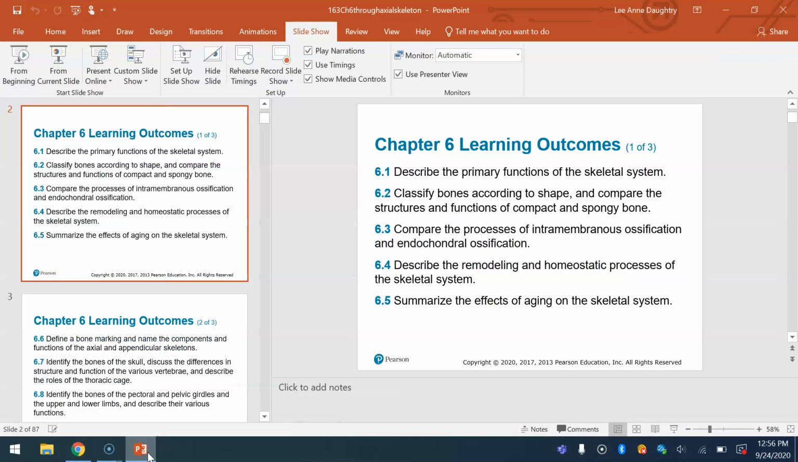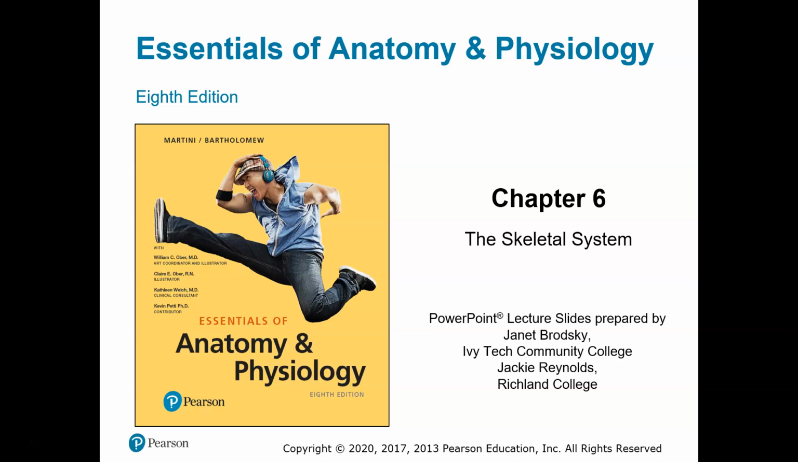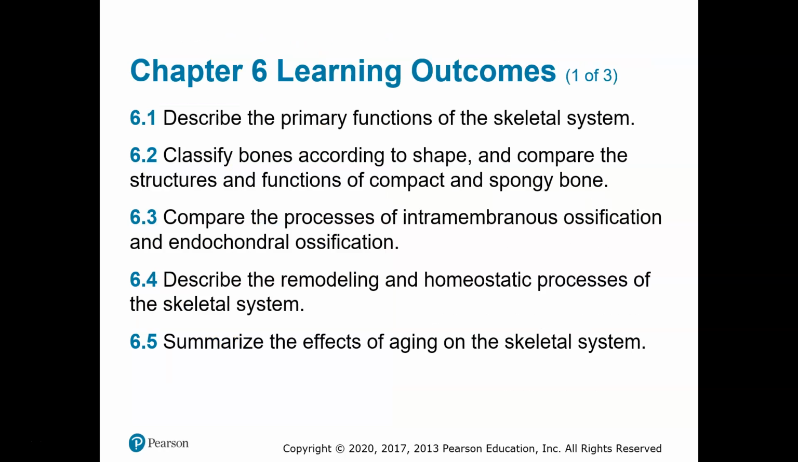This is the lecture on the first part of the skeletal system, which will include information on bones in general, and then the axial skeleton, and that's the skull and the vertebrae, the backbone. And then for the next unit, we'll do the appendicular skeleton, which is the limbs, the arms, the legs, and the joints.